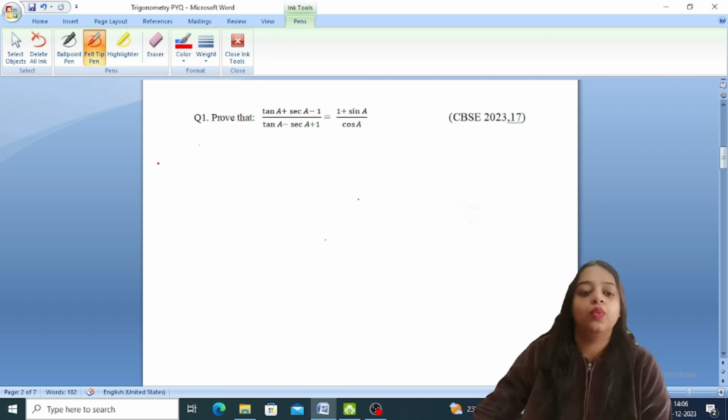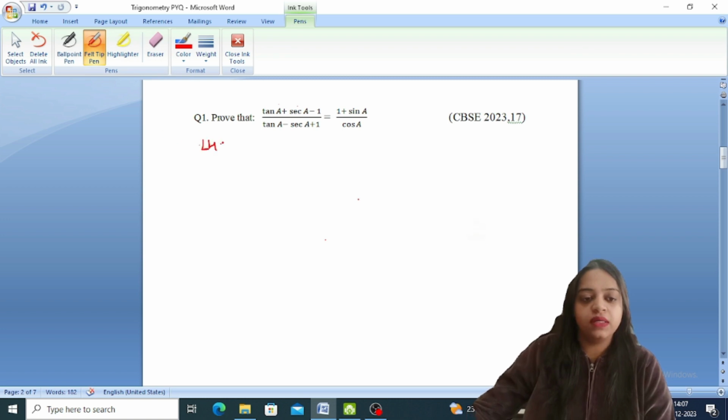One is we can convert this tan into sin upon cos, and this secant a can be written as 1 upon cos, and then we can take the LCM of numerator and denominator, which after rationalizing will give you this right hand side. There is one more way. I am starting with that.